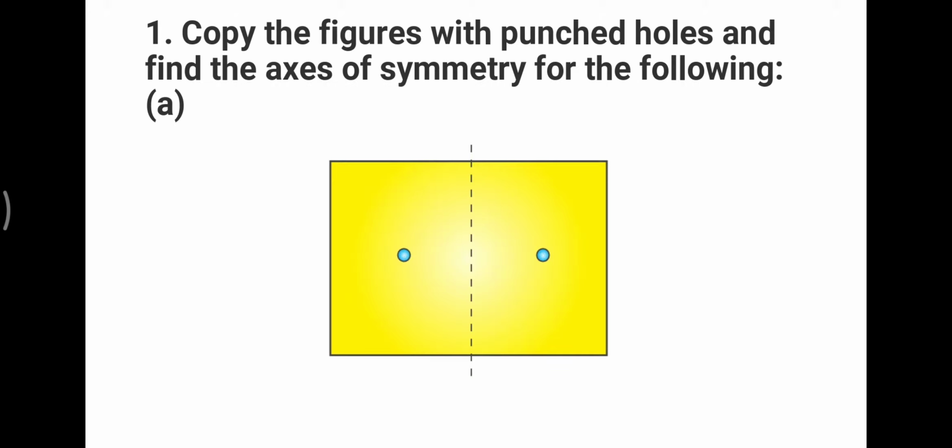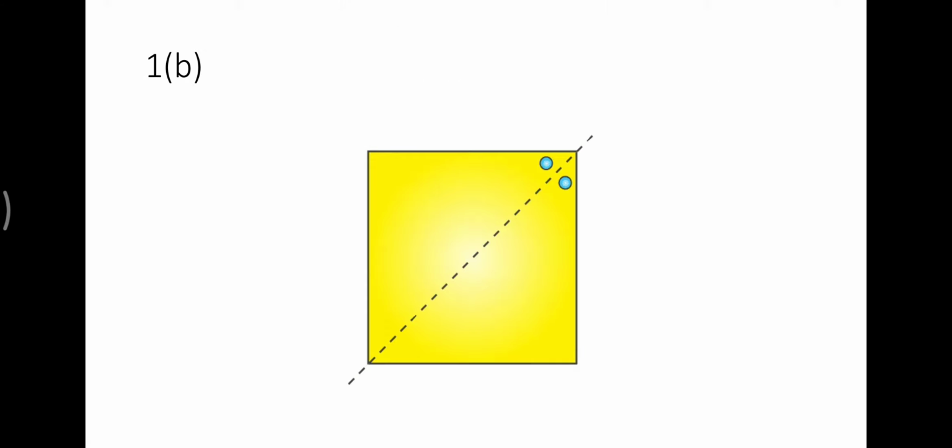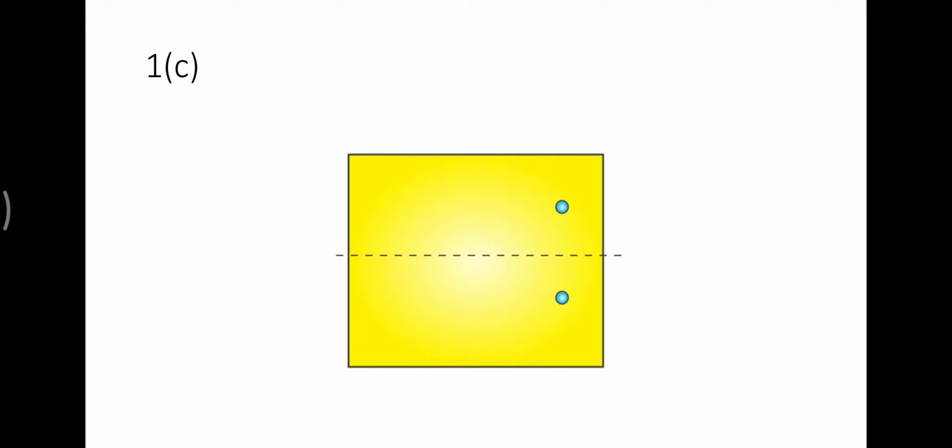Now in question number 1, copy the figure with punch holes and find the axis of symmetry. Axis of symmetry means you have to draw a line. The first figure is given, in which I have drawn the line. This type of line you have to draw to divide the figure into two parts. In A figure we will draw this type of line. In B figure we have to draw this line so that it will be divided equally. In the third figure we will draw this line.